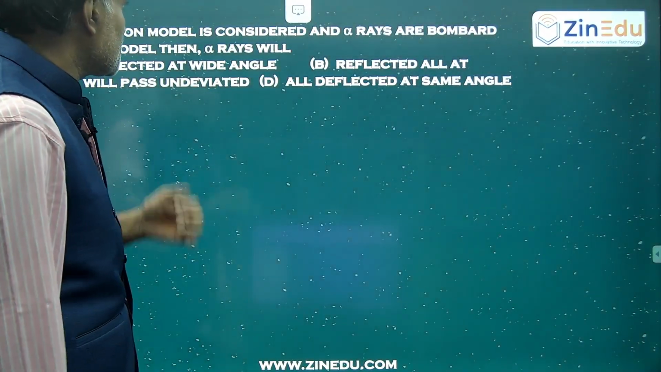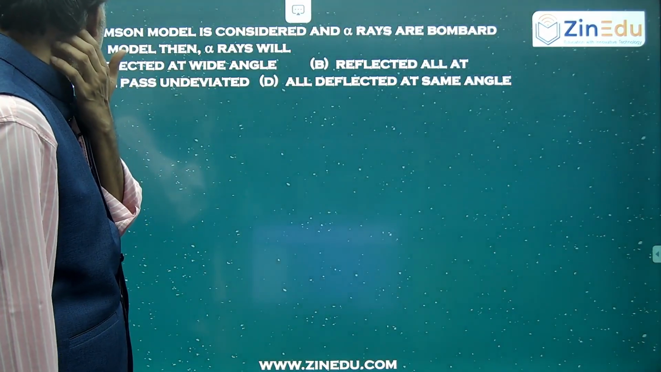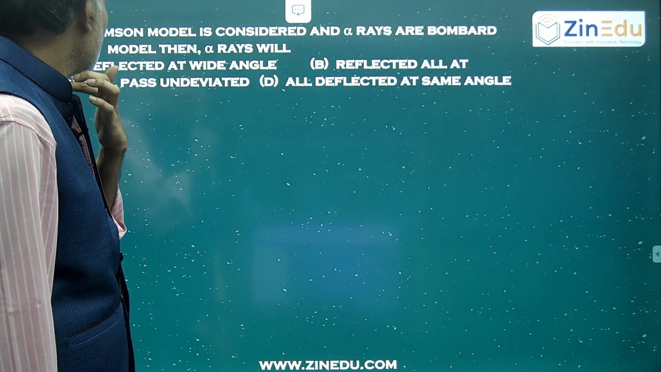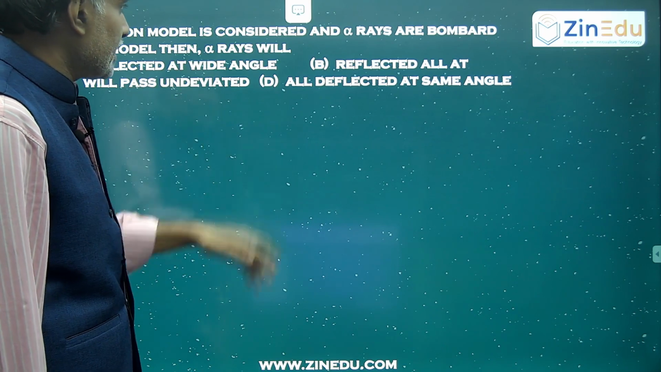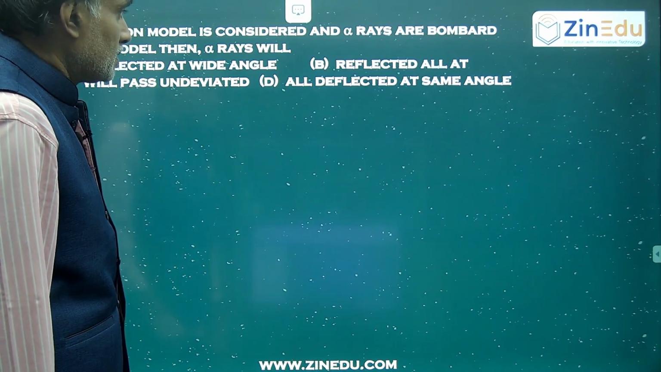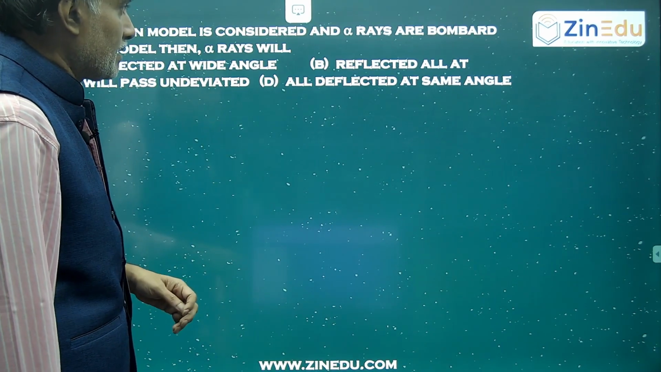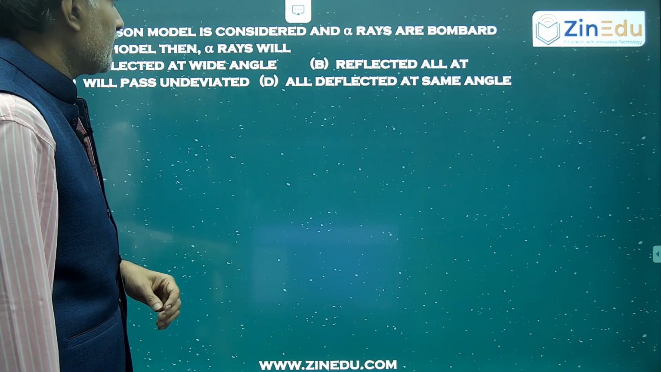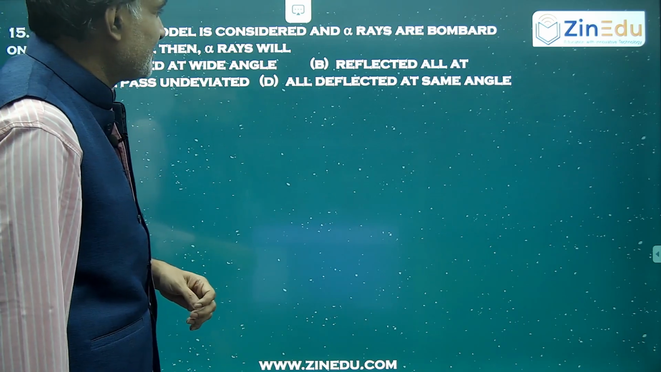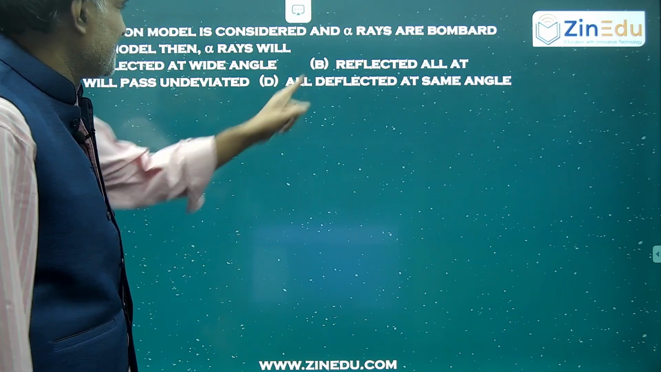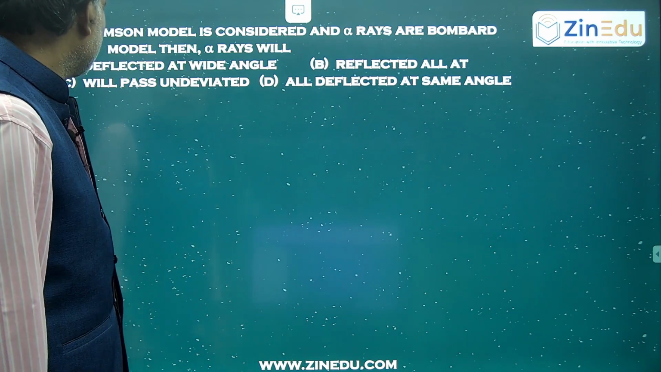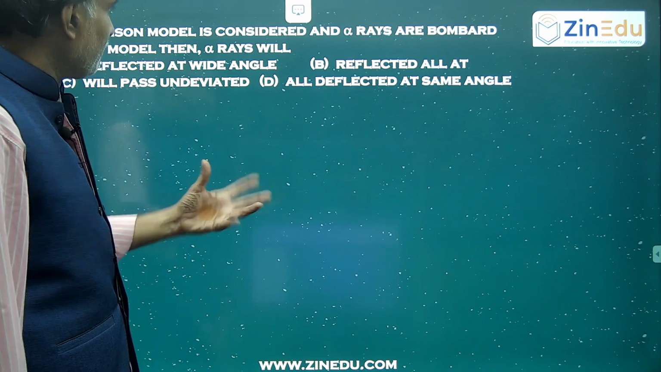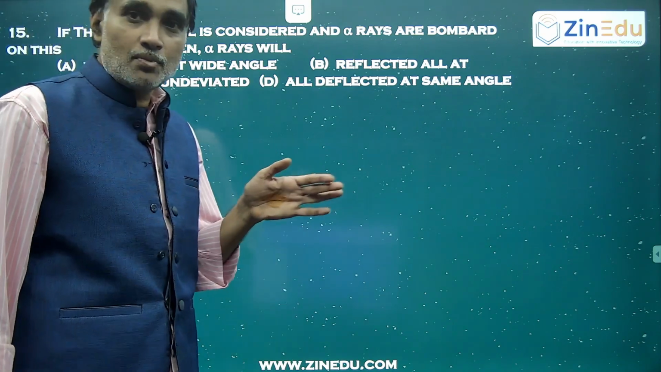Thomson model is considered and alpha rays are bombarded on this model. Alpha rays are all deflected at the same angle, or deflected at all wide angles, or cross undeviated? They will be deflected at wide angles, because alpha rays are positively charged.